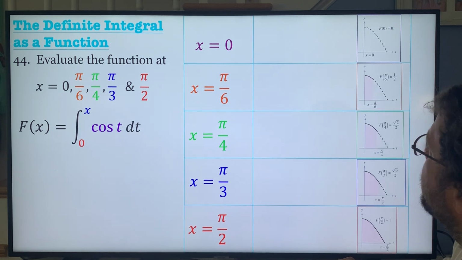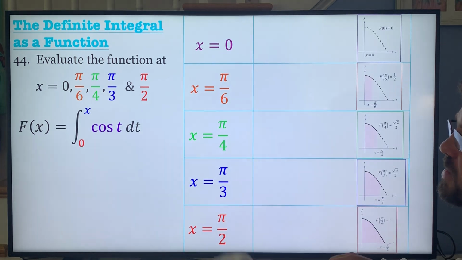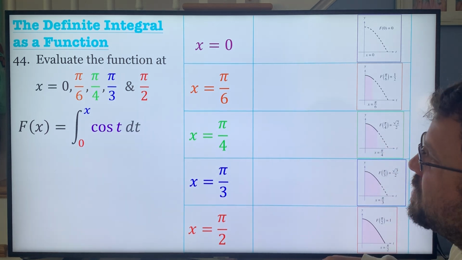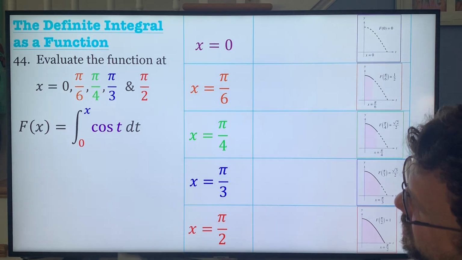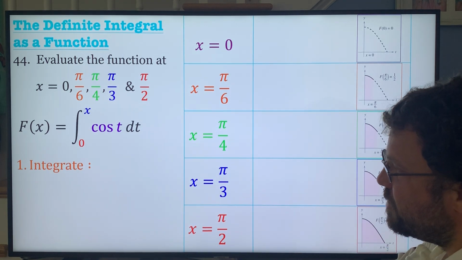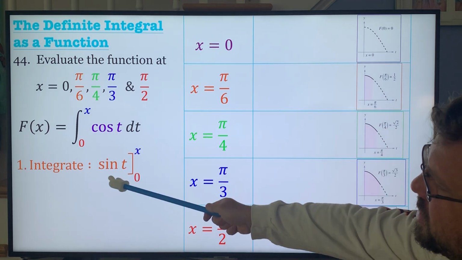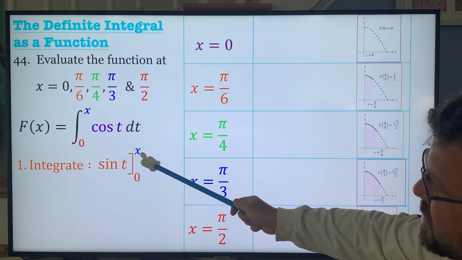Now, the definite integral as a function, let me show you how this works. You're going to keep substituting different constants in for that x. As your first step, you're just going to integrate that. Everyone should know the integral of cosine is sine. So it's sine t, integrating dt, from 0 to x.